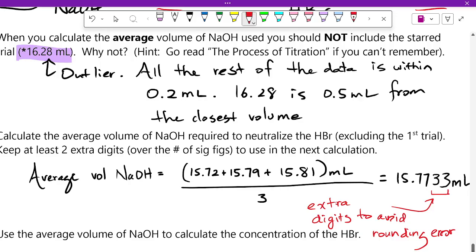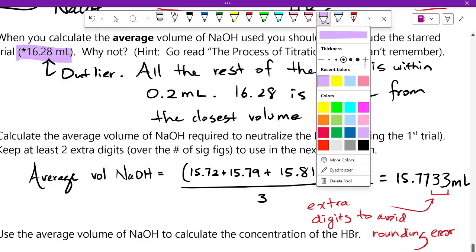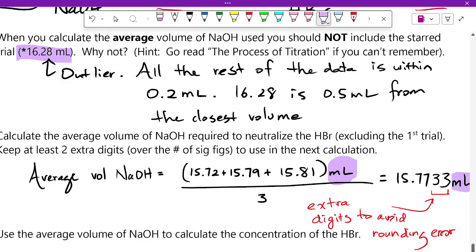And I want you to look at your work and say, would I lose a half a mark for not having milliliters? Or would I get my mark for having milliliters? Okay, make sure you've got your milliliters in your work and in the answer. Okay?